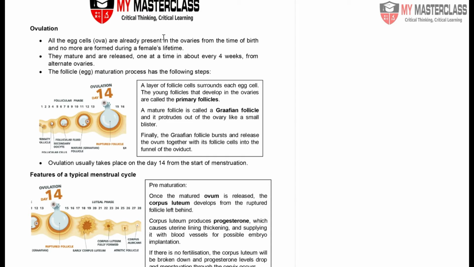So we have ovulation itself. The wondrous effect of ovulation, which allows fertilization, will take place on day 14 upon menstruation. Which means if today is day 1 of menstruation, the next ovulation will take place on the 14th day from today. Alright, so you can see that over here the ovum itself is increasing in size.